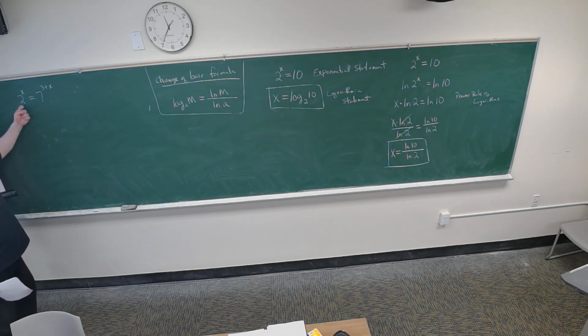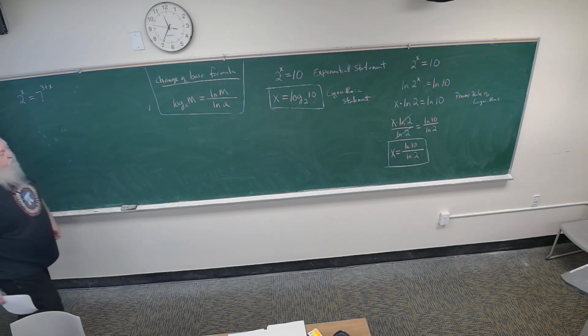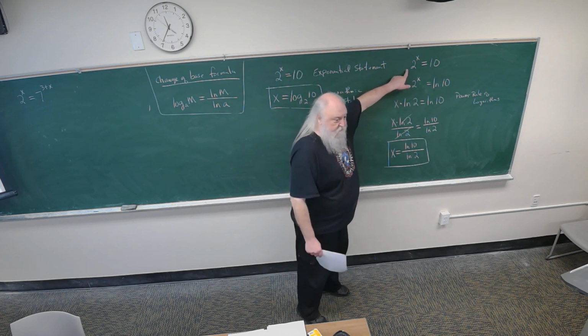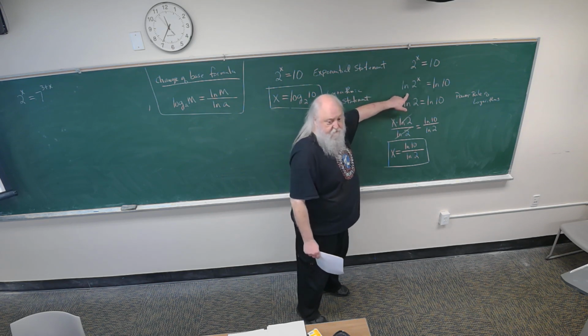But 2 and 7 cannot be rewritten with a common base. So we've got to do something different, right? We can't use that one-to-one property. So we're going to do what we did over here: use the natural log function, okay?